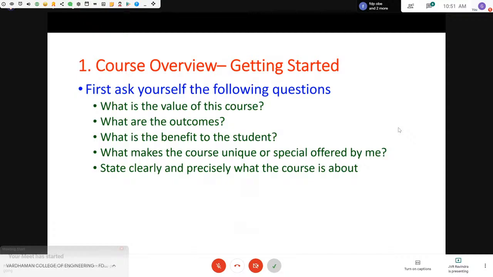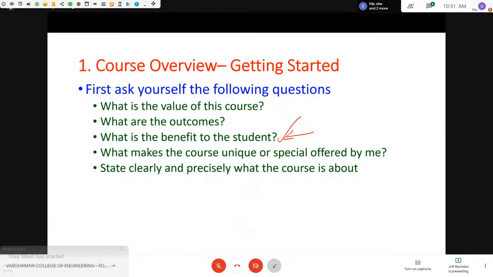You may have GATE this year, you may not have GATE next year. If GATE is not there, should I tell the student to drop that particular course? No, that's not the point. Competitive examinations will be there, that's fine. But how is the student going to have his life in that? So what are the outcomes, and what is the benefit to the student? This is the most important one. This benefit is the main crux here.